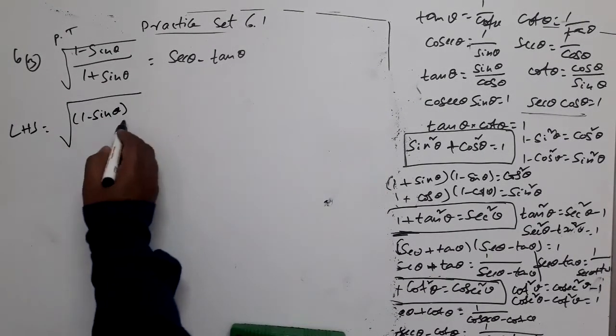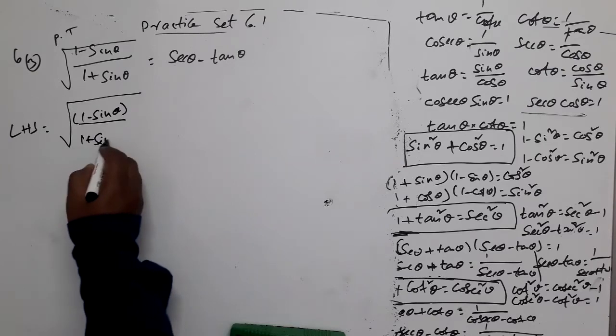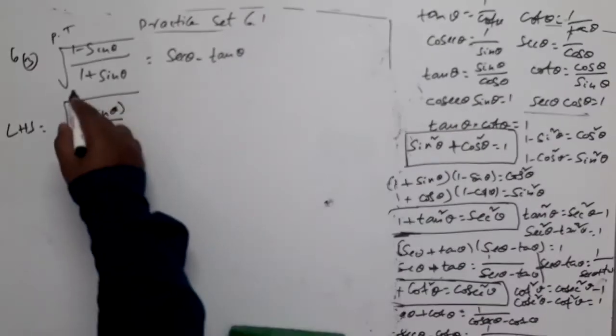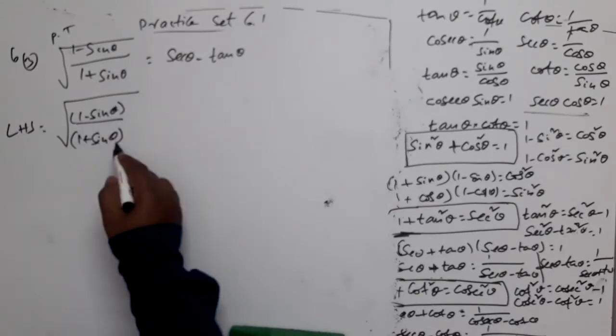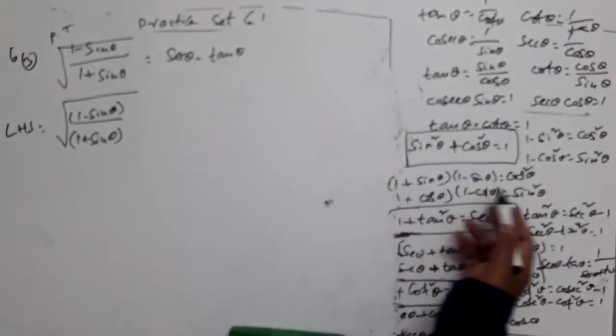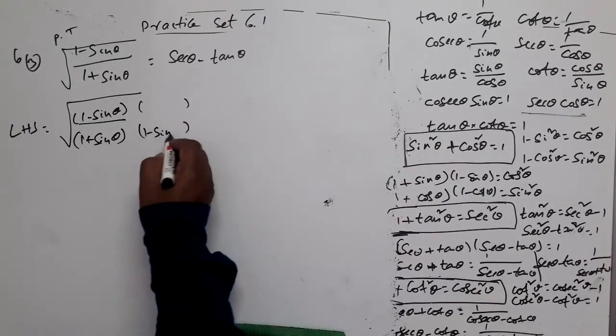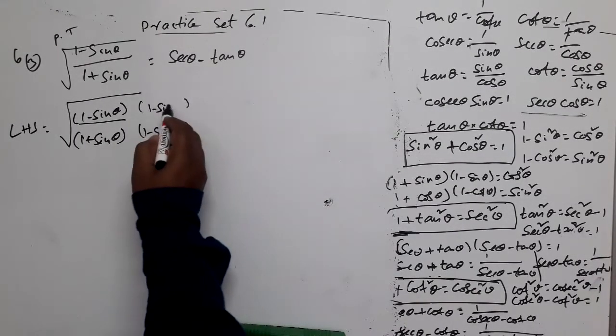LHS is this. I will modify or simplify it and bring this relation. Because it contains 1 plus sine theta and 1 minus sine theta, I have got the idea that if I consider this, it may be useful for simplification. That's why I am multiplying and dividing by the term 1 minus sine theta.